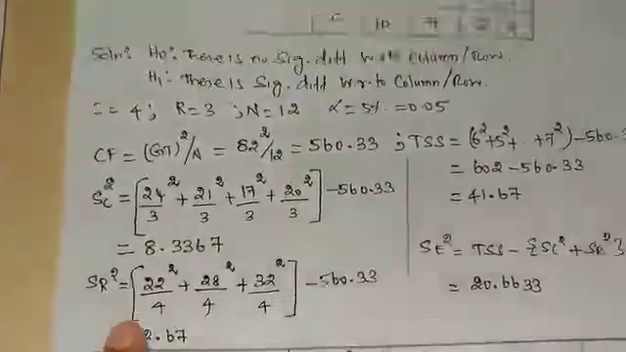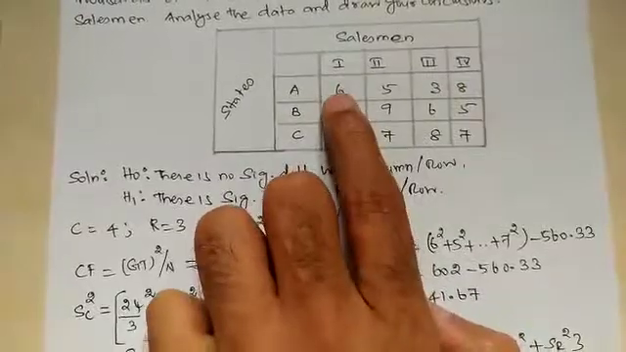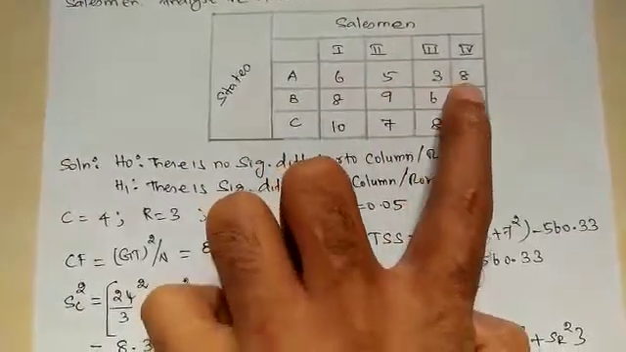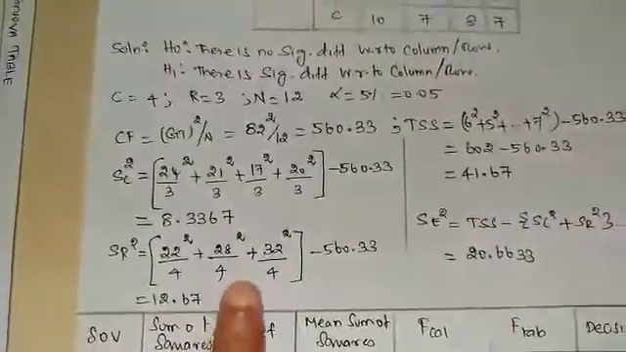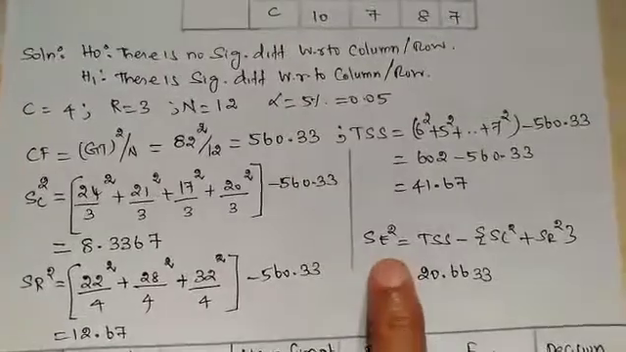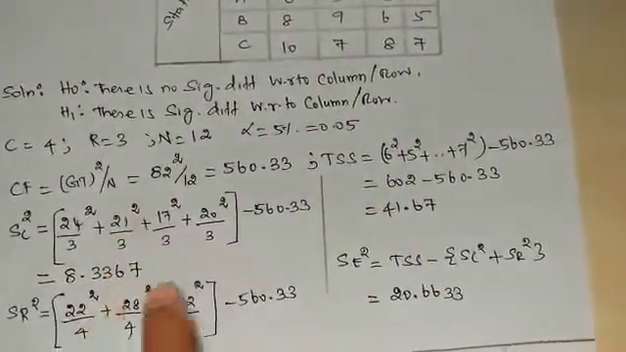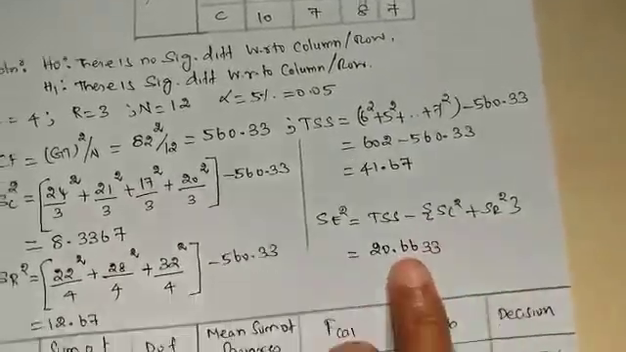Similarly, you have to find SR square. What is SR square for rows? What is the first row? That corresponds to A. So 6 plus 5, 11, 11 plus 11, 22. 22 square divided by how many elements are there? 4. Like that you need to do for all the entries, minus the correction factor. Next we have to find SE square. How to find SE square? From TSS we need to subtract this. So TSS minus SC square plus SR square.